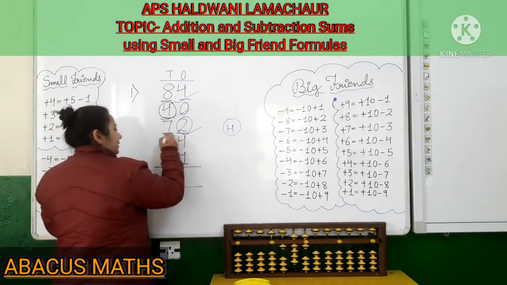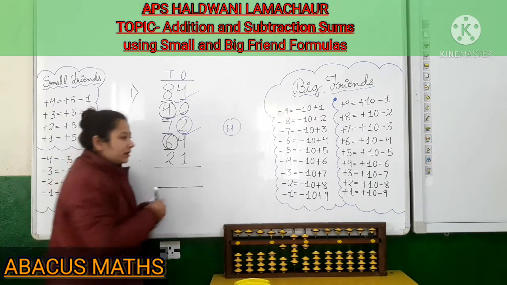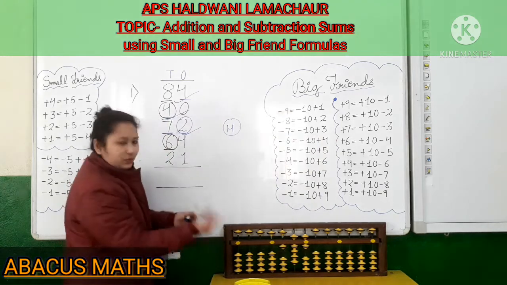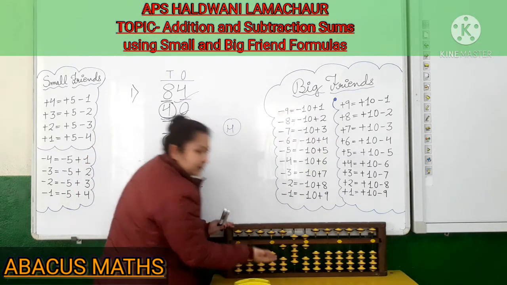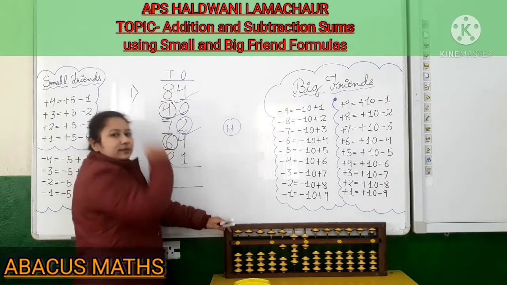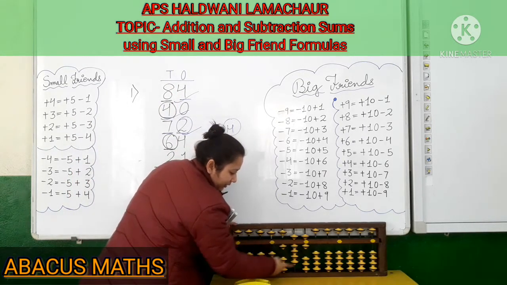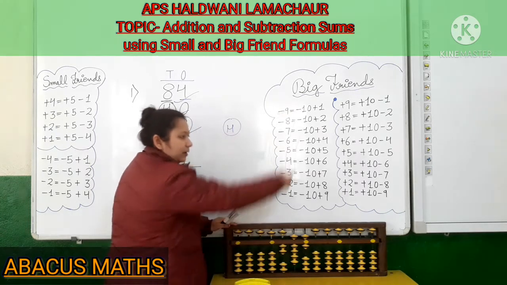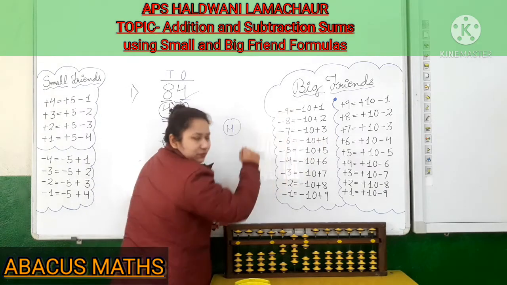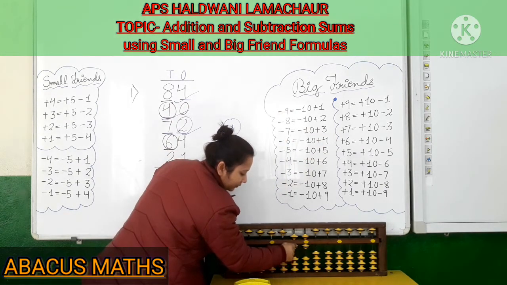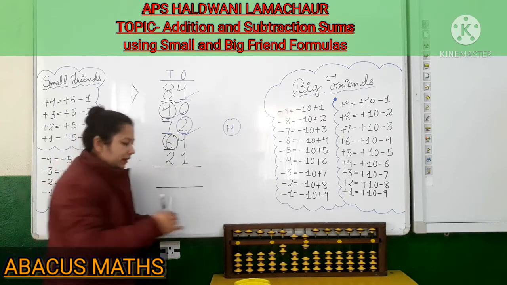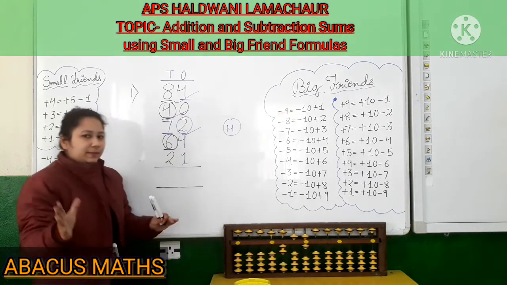Now for adding the 6, what is the big friend formula? See here for adding 6. Plus 10 minus 4. Do here. Plus 10. Plus 10 you will do in one rod up. Now 6 you have to add in 10's rod. So 10 you will add here. Plus 10. Then for 6 plus 10 minus 4. Minus 4. 1, 2, 3, 4. Plus 10 in one rod up and minus 4 from the same rod.